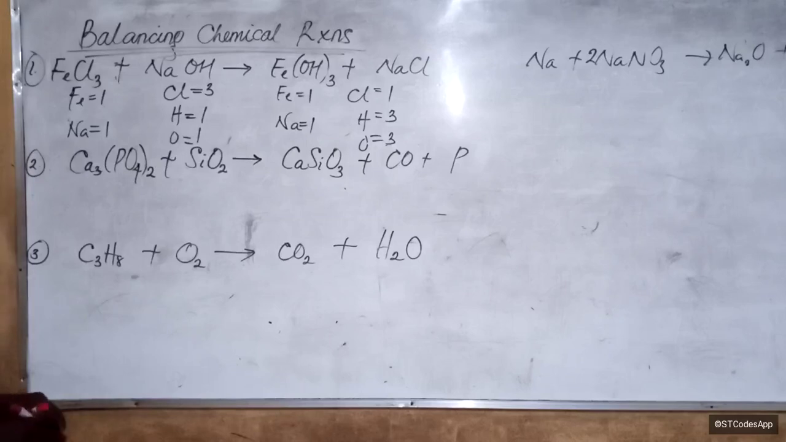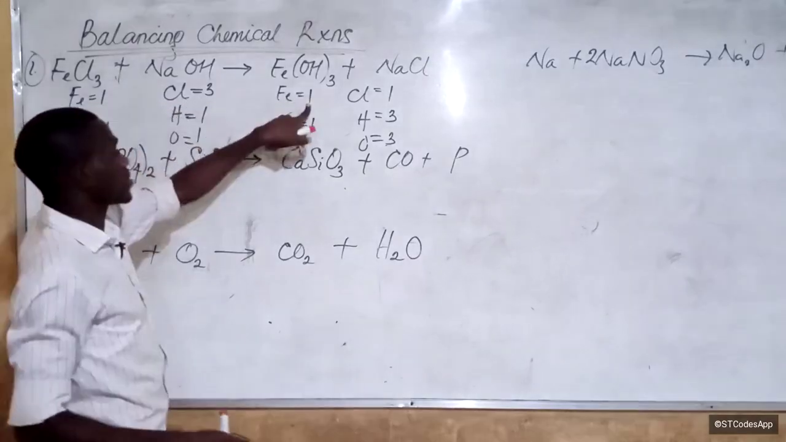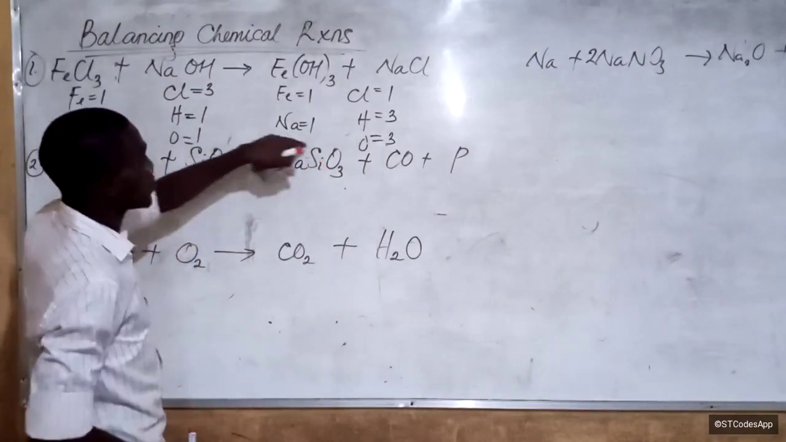All you have to do is now compare. How many Fe do we have here? 1. Fe1. So Fe is balanced. We don't have to alter it. Sodium 1, sodium 1. It's balanced also. We don't have to alter it.